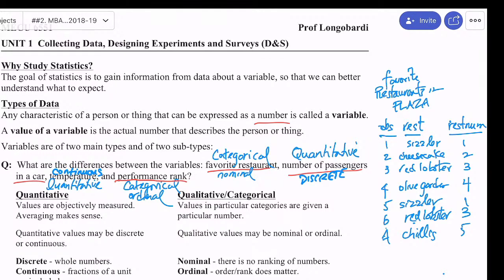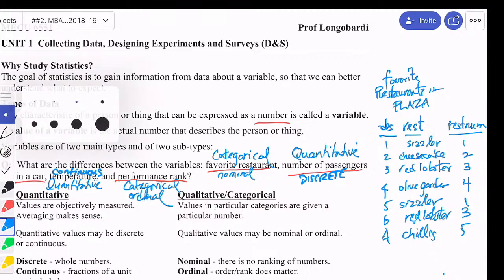Okay. My pen became thicker. I don't know why my pen became thicker.